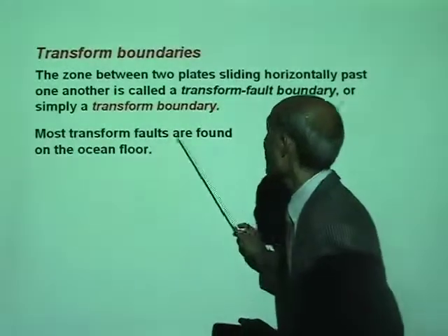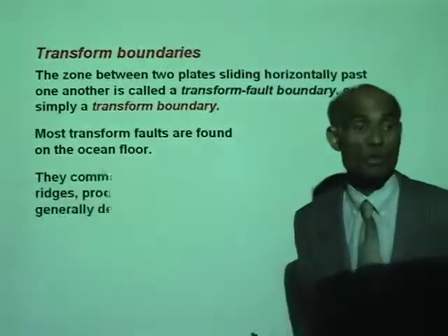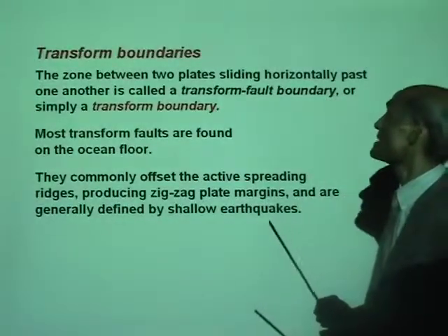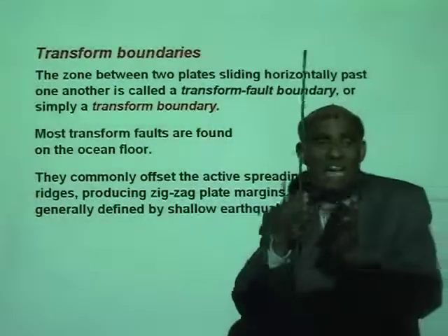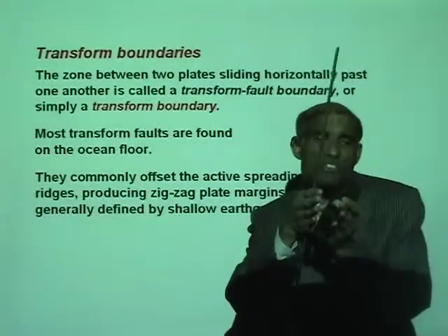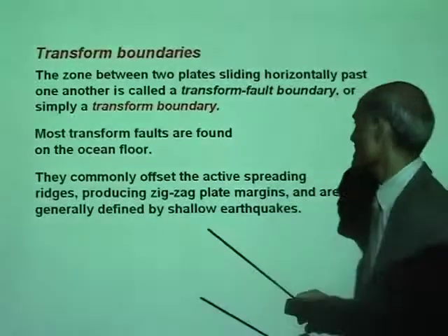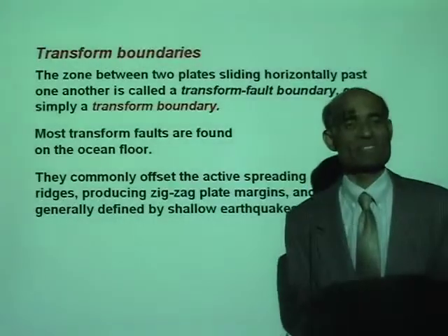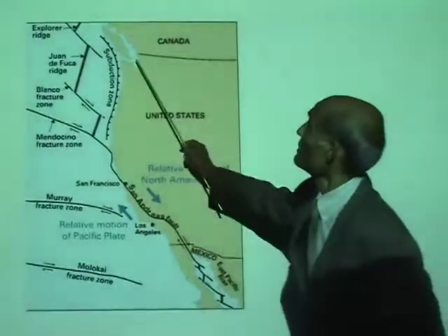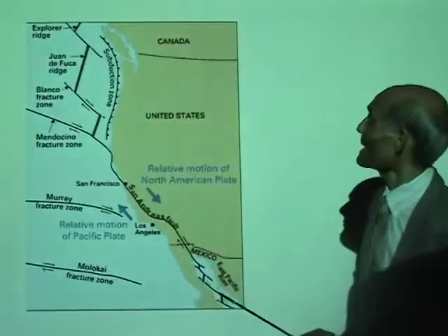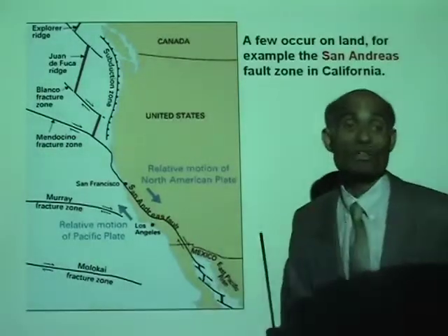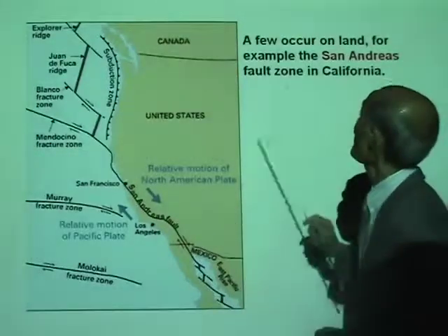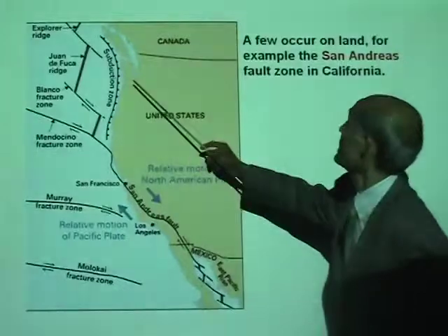Now, most transform faults are found in the ocean floor. They commonly offset active spreading ridges, producing zigzag plates. Because they slide against each other, they tend to zigzag and are generally defined by shallow earthquakes. But there is an example where it actually occurs on continent. A few occur on land. A good example is the San Andreas Fault in California.